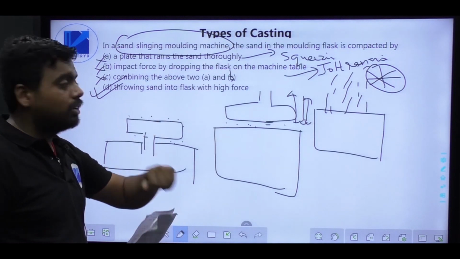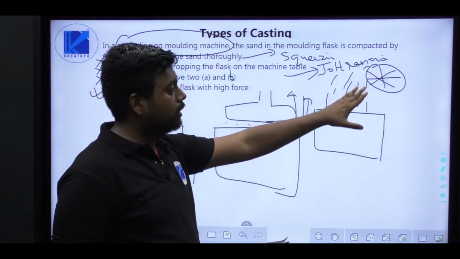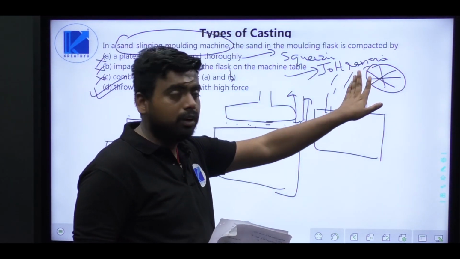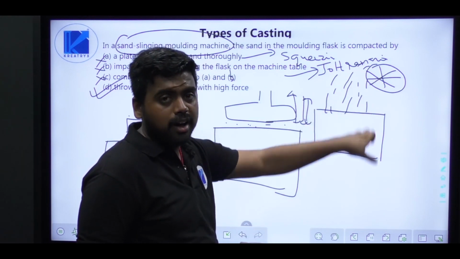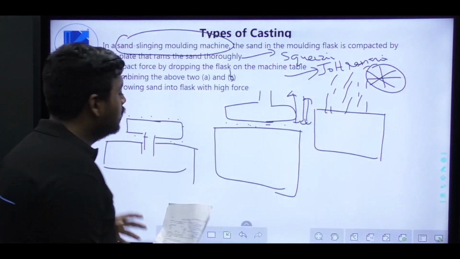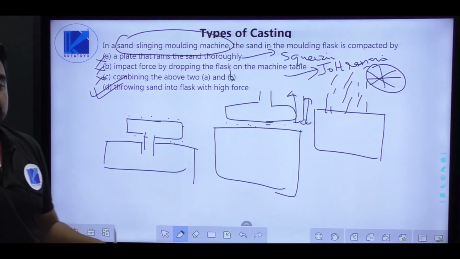Throwing sand into the flask with high force. As I have already told, the sand is getting thrown through this pulley at a very high force and a very high speed. So option D is the right answer.